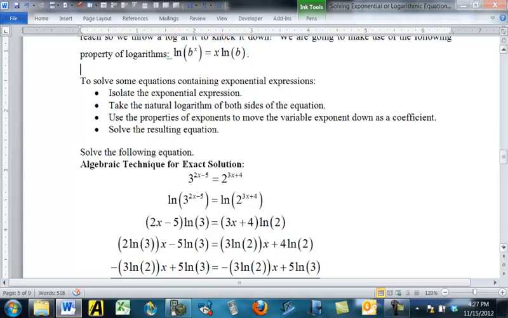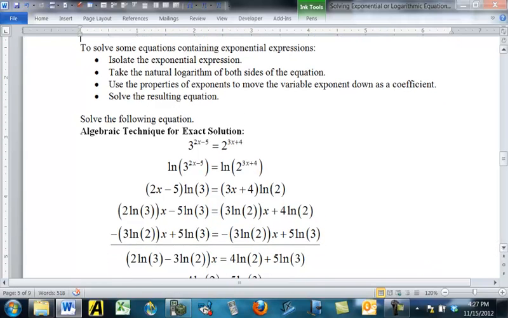Now, we want to get rid of the x's on the right, so we're going to add the opposite of the x term, negative 3 ln of 2 times x, to both sides. And then we want to get rid of the constant term on the other side, so we add 5 ln of 3 to both sides. Well, when this settles, the x's cancel on the right, and on the left we get 4 ln of 2 plus 5 ln of 3. You can actually put those together. Right now I'm not going to. I'll do that as a later step.